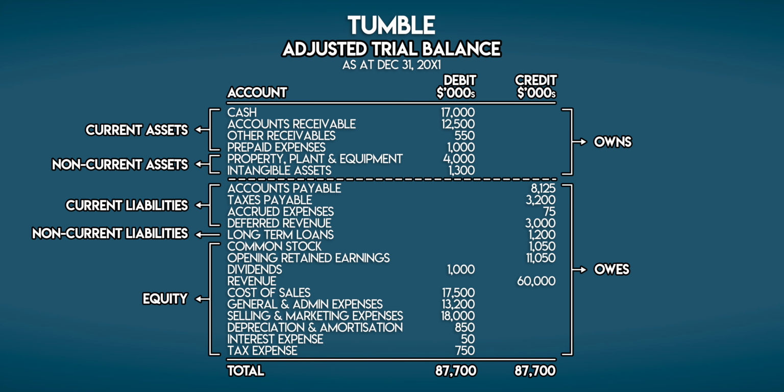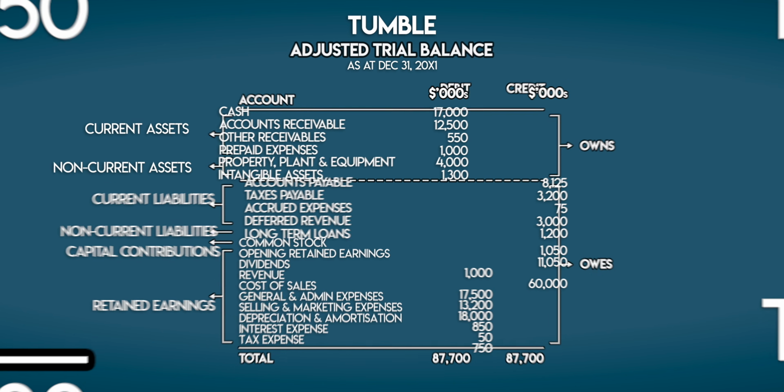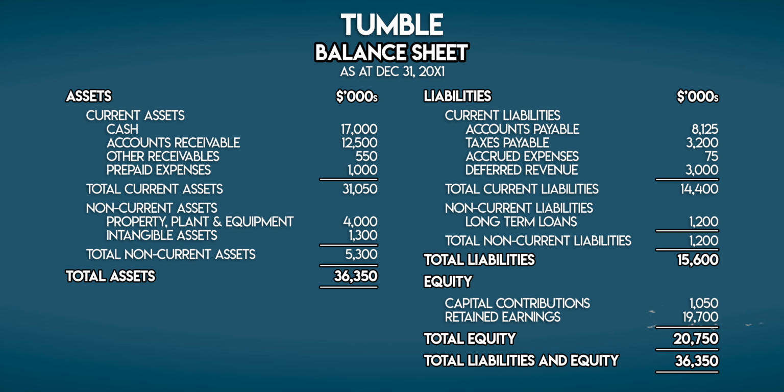In the equity section, common stock is a type of capital contribution, and everything below that is retained earnings. These are Tumble's profits held for future use. Their opening retained earnings at the start of the year, less dividends, plus Tumble's net profit in the current year. And that's it. We can pick up all these numbers and put them in our detailed balance sheet.